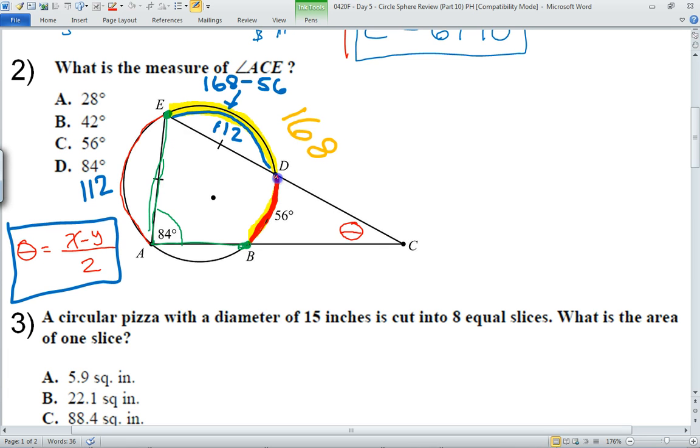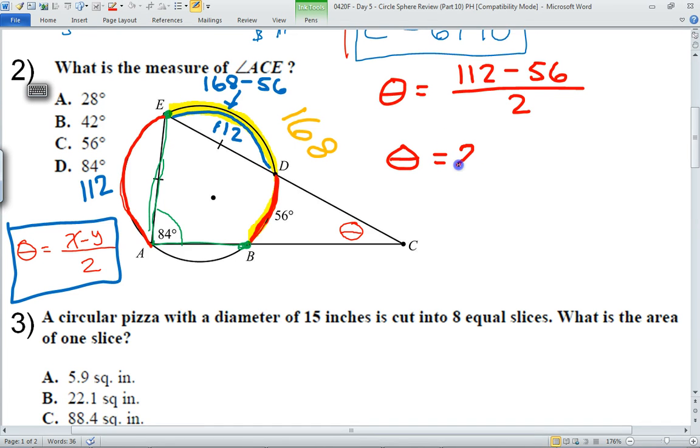I've got this arc and I've got this arc. So let's go ahead and do the formula now. The angle should equal the big arc minus the small arc divided by 2. So 112 minus 56 divided by 2. So I just put that in my calculator and see what it is. Turns out to be 28. That is the measure of the angle. That's why the answer to this question is A.